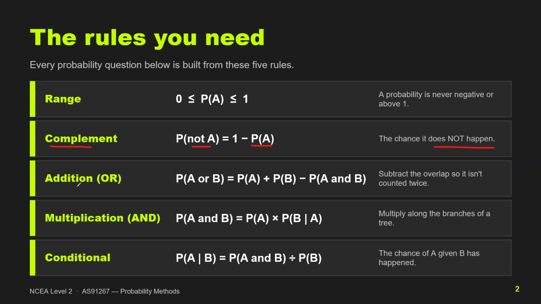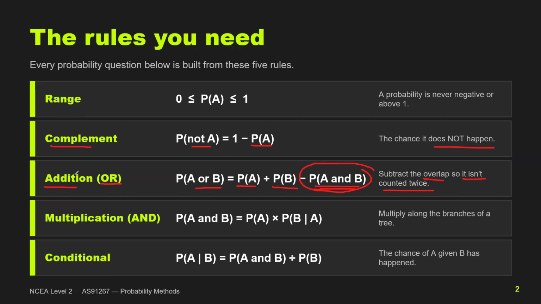The next one is the addition rule. Here, they would mostly be using the word or. If you're trying to find A or B, you'll get the probability of A, plus the probability of B, then minus the probability of A and B. The reason is that when you subtract the overlap, it doesn't get counted twice, so you do not double count it. So it's not just adding them together, you have to subtract the probability of A and B again.